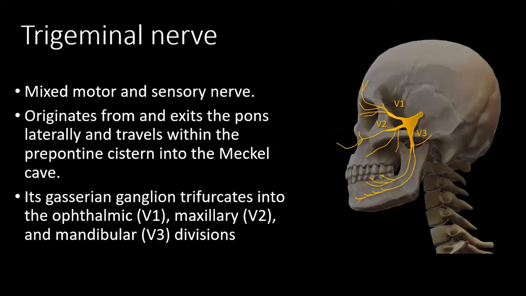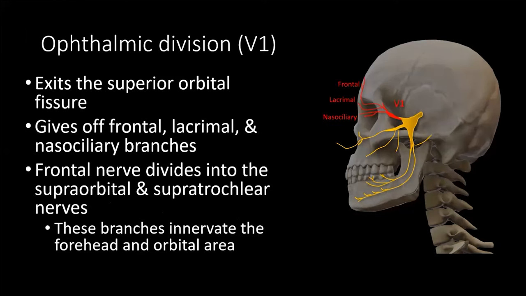So let's talk a little bit about the specific nerves that we look at and the pathology that can affect them. So the big one, the overwhelming one, I would say 90% of the referrals that I get for MR neurography are for patients with trigeminal neuralgia and facial pain syndrome. So the trigeminal nerve is a mixed sensory and motor nerve. It exits the pons, and then after it goes through Meckel's cave, it trifurcates into its three divisions, V1 ophthalmic, V2 maxillary, and V3 mandibular.